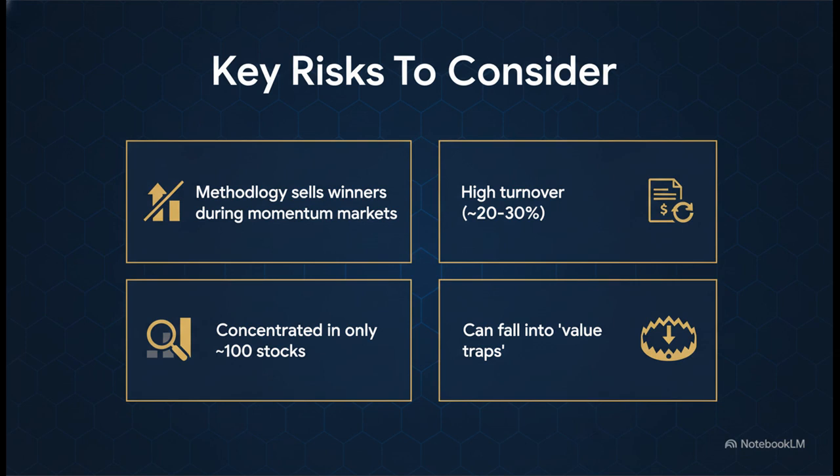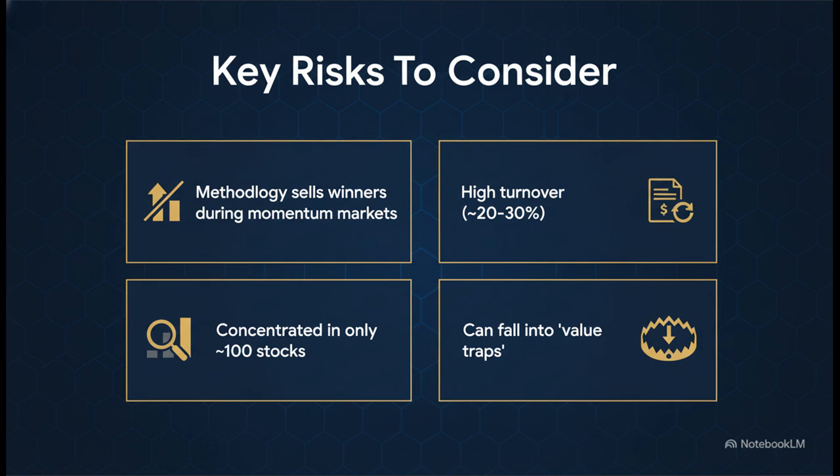First, that rebalancing can mean it sells its winners too early, especially when certain stocks are just ripping higher. The turnover is pretty high, which isn't great for taxes if you hold it in a regular brokerage account. It's also more concentrated with only about 100 stocks. And finally, there's the value trap risk. This is where a stock looks cheap for a reason, because the business is actually in trouble.